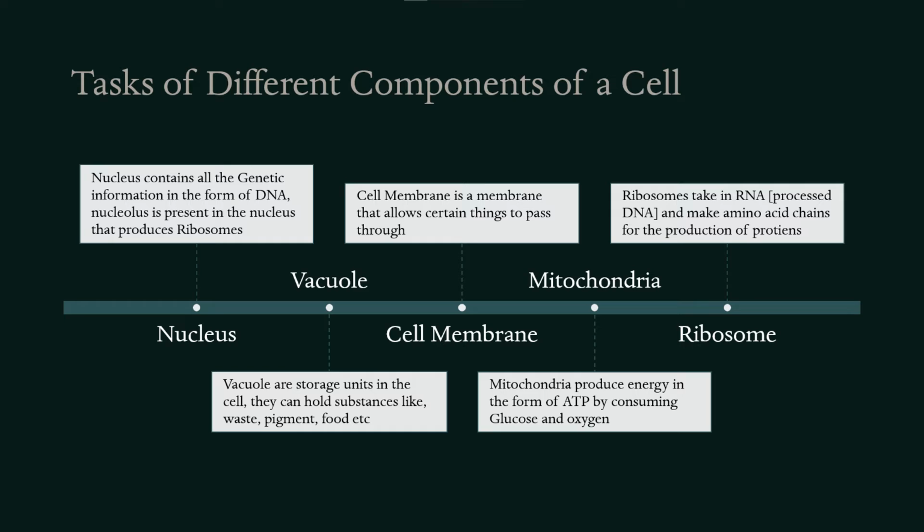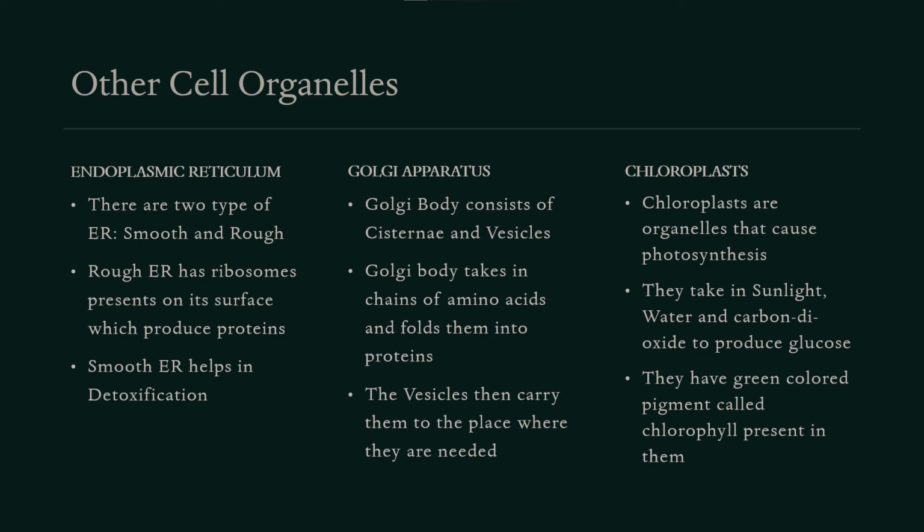Cell membrane. Cell membrane is a membrane that allows certain things to pass through. Mitochondria. Mitochondria produces energy in the form of ATP by consuming glucose and oxygen. Ribosome. Ribosome take in RNA, which is a form of processed DNA, and makes amino acid chains for the production of proteins.